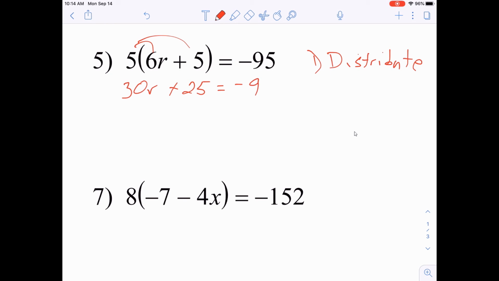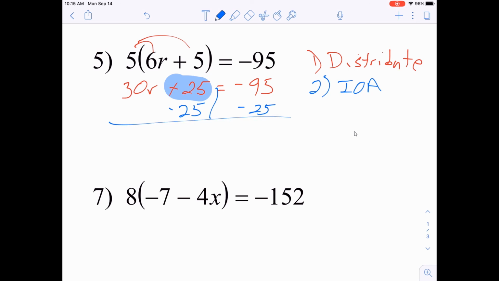Negative 95 drops down. And then our second step is going to be to do the inverse of addition. I want to get rid of the plus 25. So to get rid of plus 25, I'm going to subtract 25 from both sides. 30R drops down. The 25's cancel. And then negative 95 minus 25 is negative 120. Use Desmos if you don't understand how to do that.